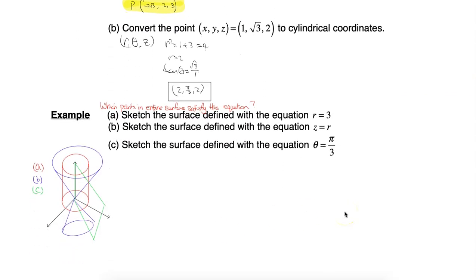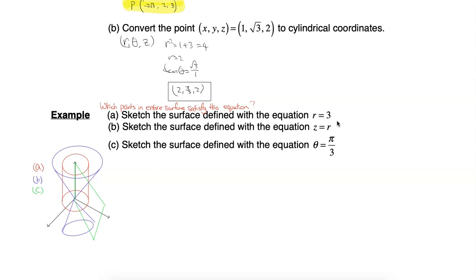Sketching surfaces is a bit more tricky, and we want to just think about what these equations mean. So how can we sketch r equals 3 if it's described in cylindrical coordinates? R equals 3 means all the points such that r equals 3. And there's no constraint on z or theta. So the only thing is, where are all the points such that r equals 3? And the answer is a cylinder. Here it's shown in red.